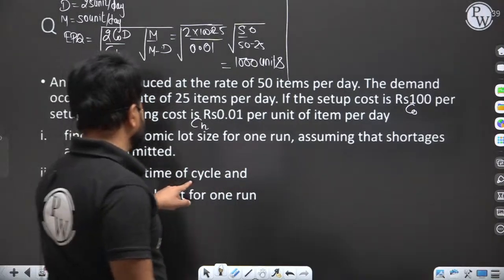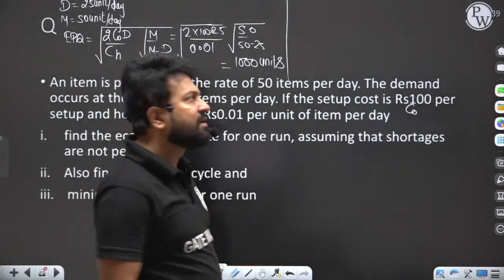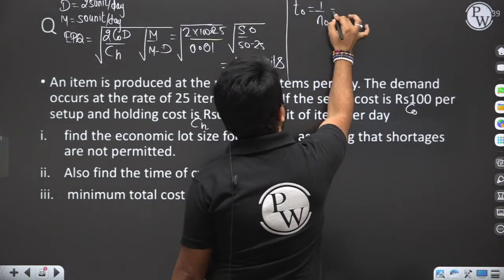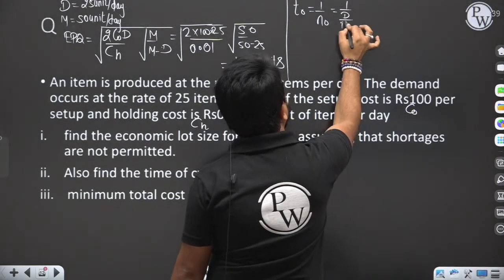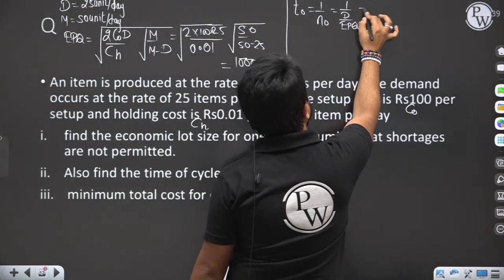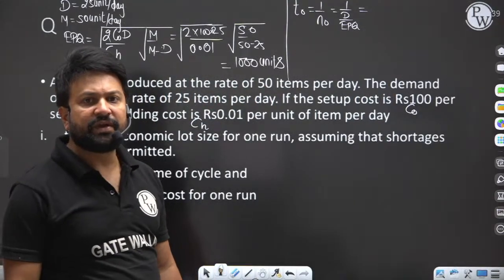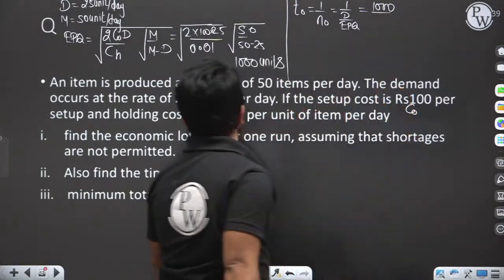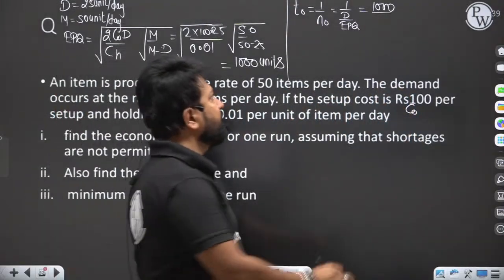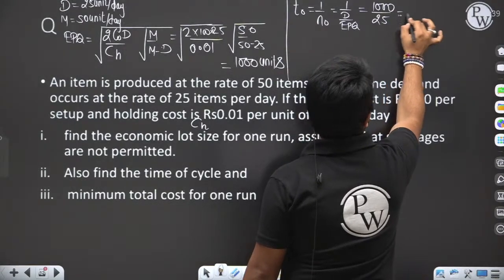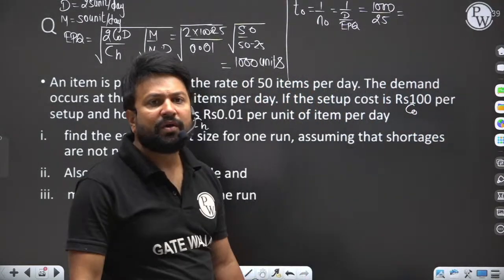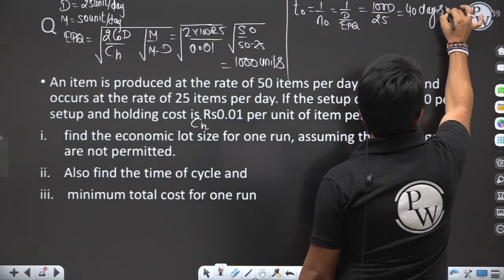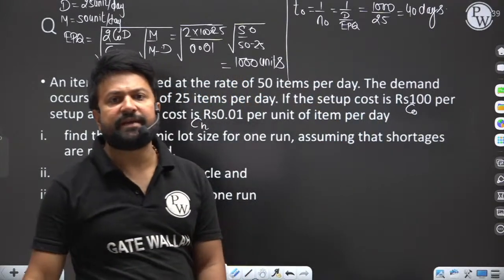Now also find the time of cycle. How can we find the time of cycle? The time of cycle is 1 by n naught, and 1 by n naught is D by the economic production quantity. So it will be 1000 units divided by 25. It will become 40 days, right? 40 days. This is the time of cycle.